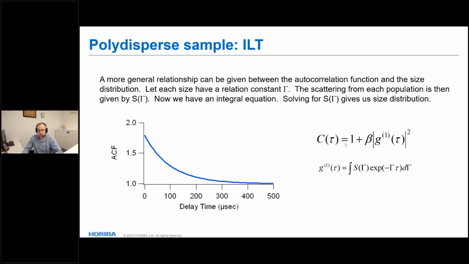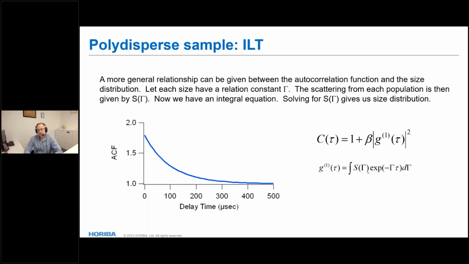I can just measure C. You can realize that your value of beta can be almost ignored. Well, it's pretty easy to figure out what beta is. Maybe that's the best way to put it. And I've extracted G1. Great. So now I have this sum of exponential decays. I can solve for S at gamma and get a size distribution.